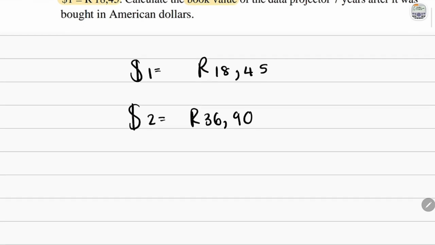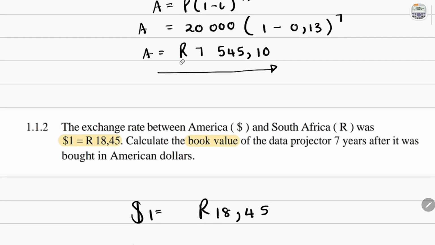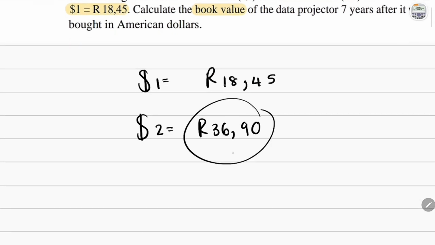That means that if you are moving from rands to dollars, you are going to divide and not multiply. From dollars to rand, we multiply. From rands to dollars, we divide. If you had 36 Rand 90 cents and you wanted to find out how many dollars this is, you would simply divide by that exchange rate amount, and you would get 2, so it's $2.